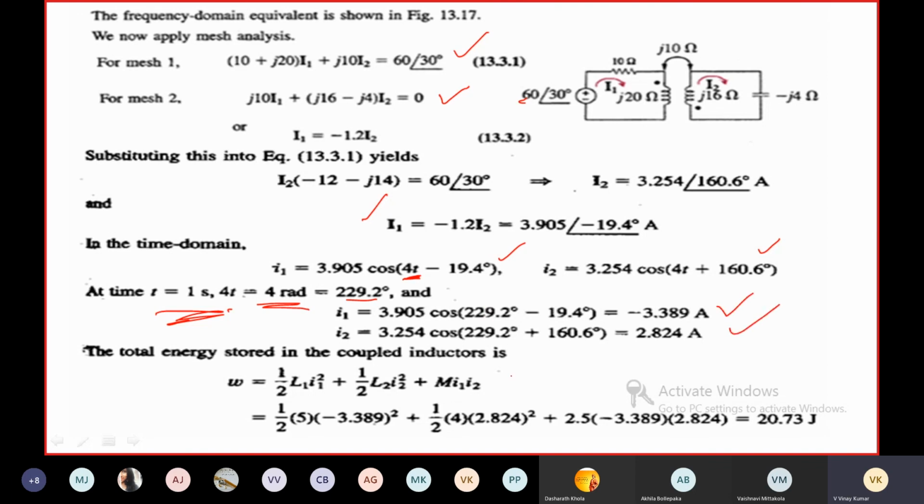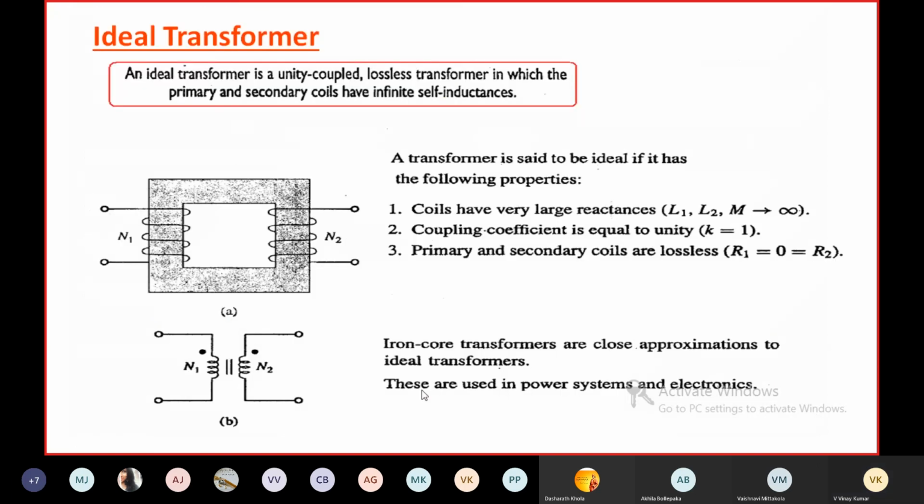Using this equation, energy stored in coupled inductors, already we have derived, right? If both currents are entering the dotted terminals, I1 entering dotted terminal and I2 entering dotted terminal, here we use plus. Mutual energy will be positive, otherwise negative. So then we can find this.